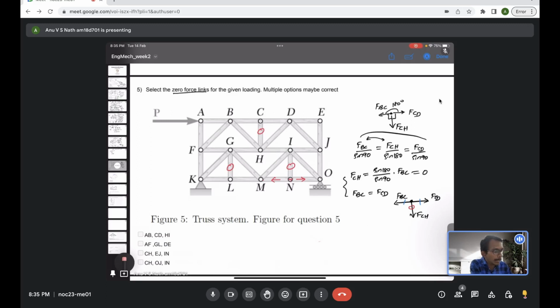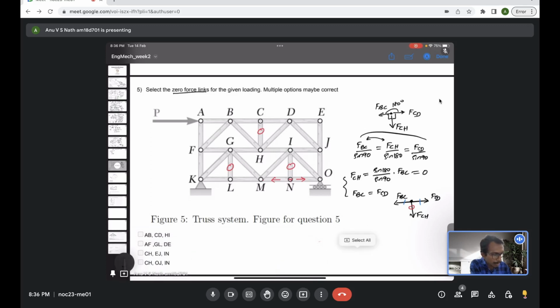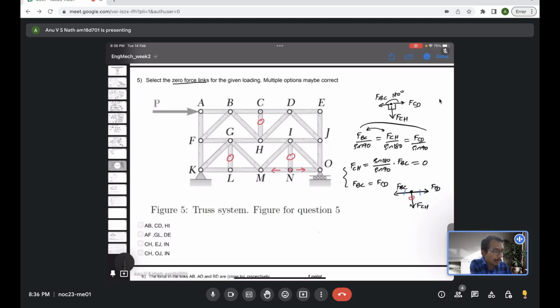Okay, OJ we haven't evaluated, but I don't think we need to evaluate. It's clearly not. Anyway, we will go through what is happening at OJ. So O is here, J is here. Let's consider the joint O, that will be easier. You'll have a support reaction here, so you'll have the support reaction at O, then the force FOJ, then another force FIO, and then another force FON.